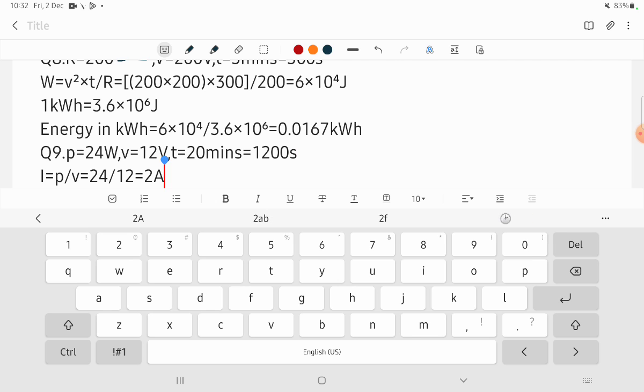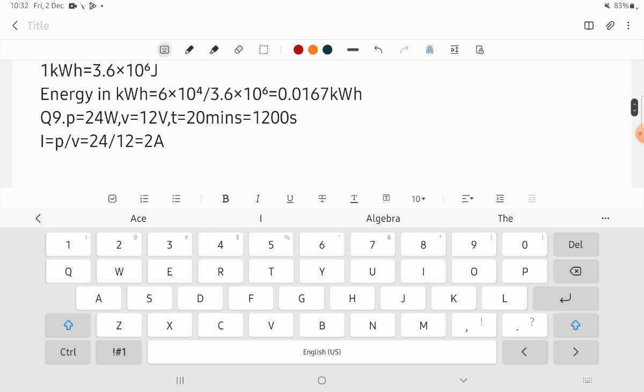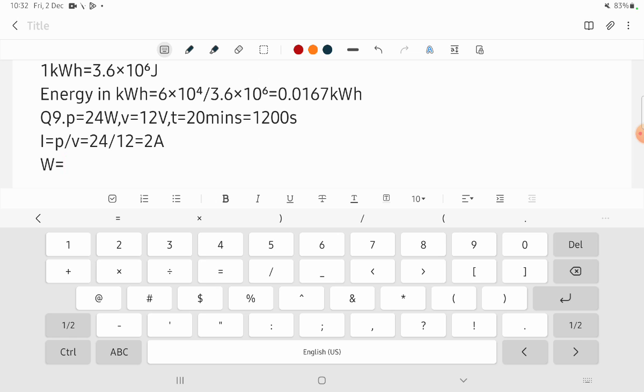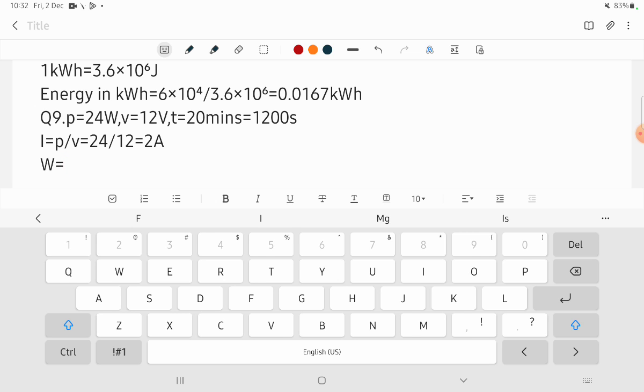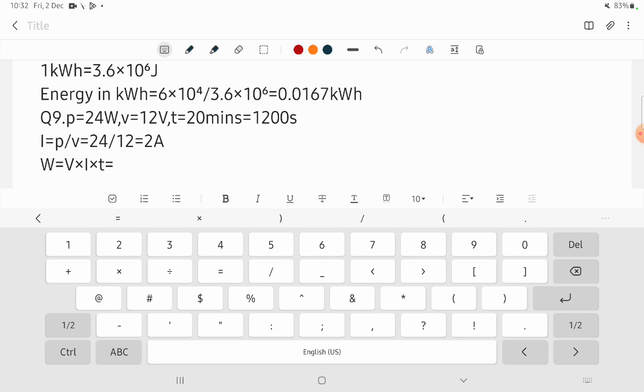Okay, so you have to find out the energy consumed. So W is equal to, you can use the formula V square T by R. Okay, R is not given. Use the formula VIT, because you know V, you know I, you know T. So you can use this formula VIT, because R is not given here, so no need to calculate R. If R is asked, then you can.